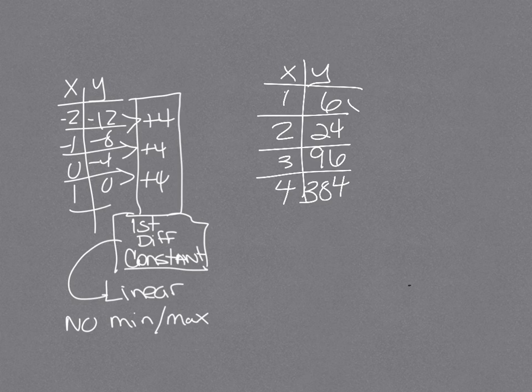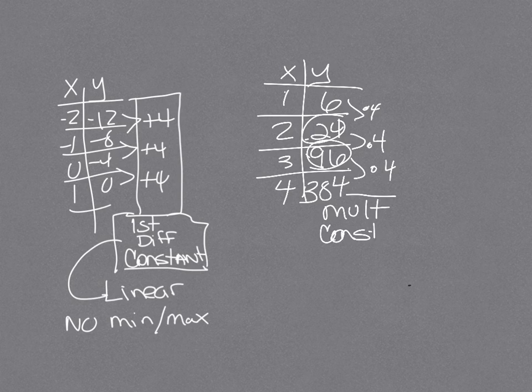Because if you take 6 times what is 24, it's times 4. Or you could say 24 divided by 6 is 4, and 96 divided by 24 is 4. So it means we're multiplying by 4 each time. If you're not adding or subtracting, but multiplying, and it's constant, then it's going to be exponential.